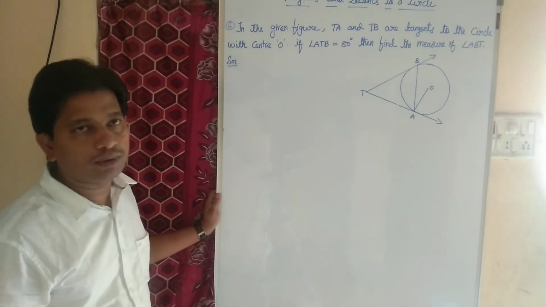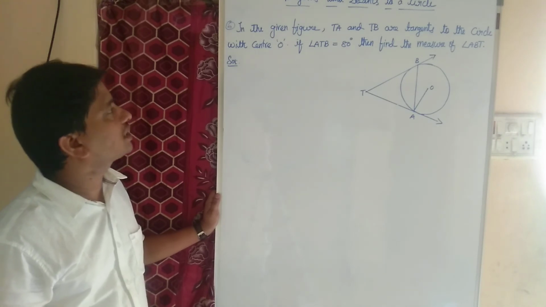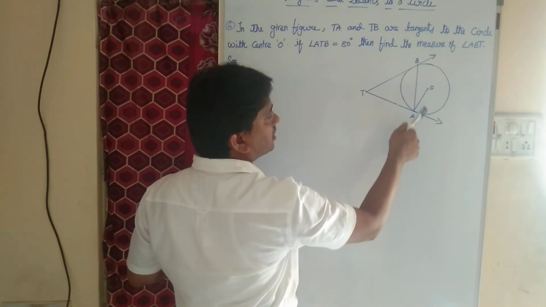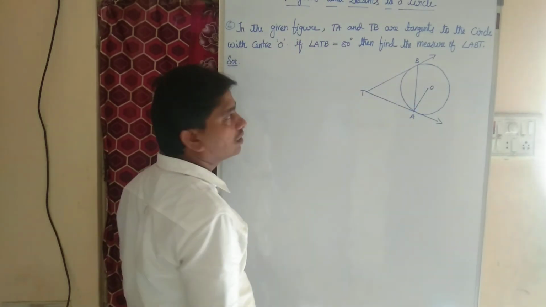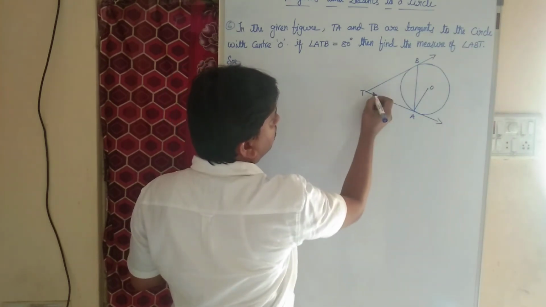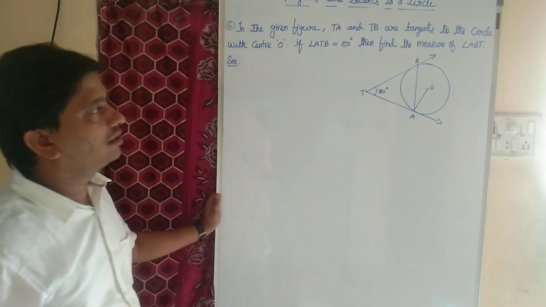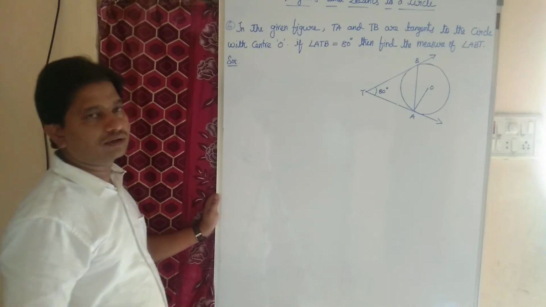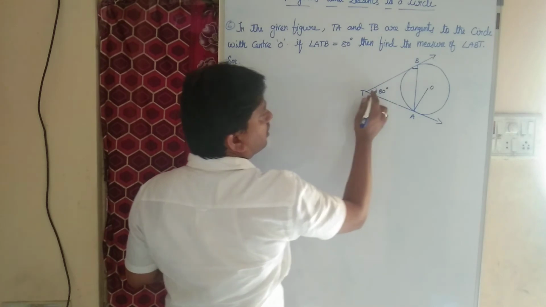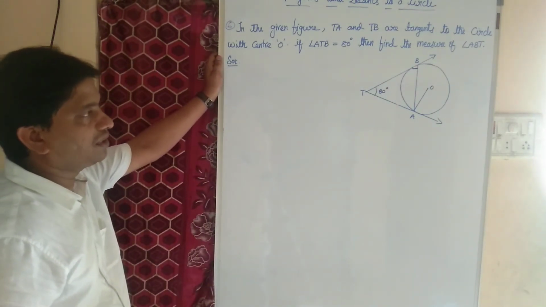Now coming to the sixth problem. In the given figure, TA and TB are tangents to the circle with center O. Angle ATB is 80 degrees. Then find the measure of angle ABT. They are asking us to find the measure of angle ABT.